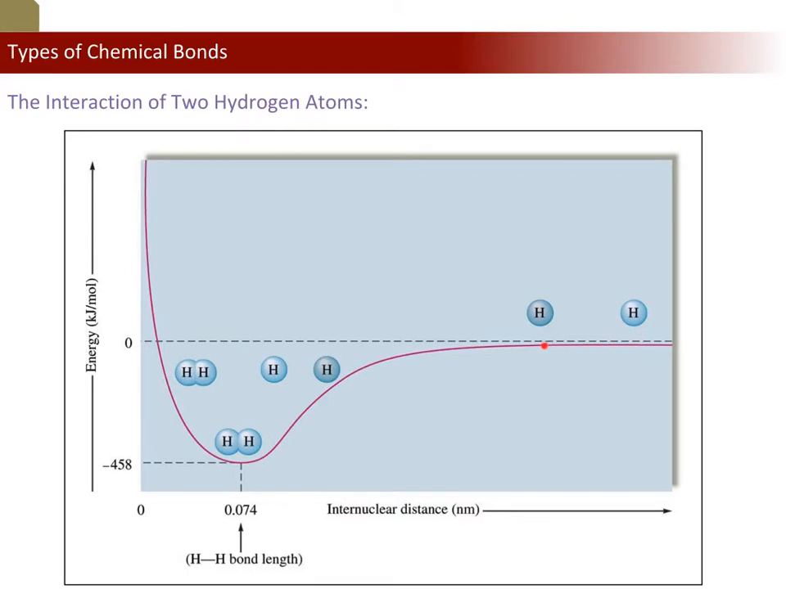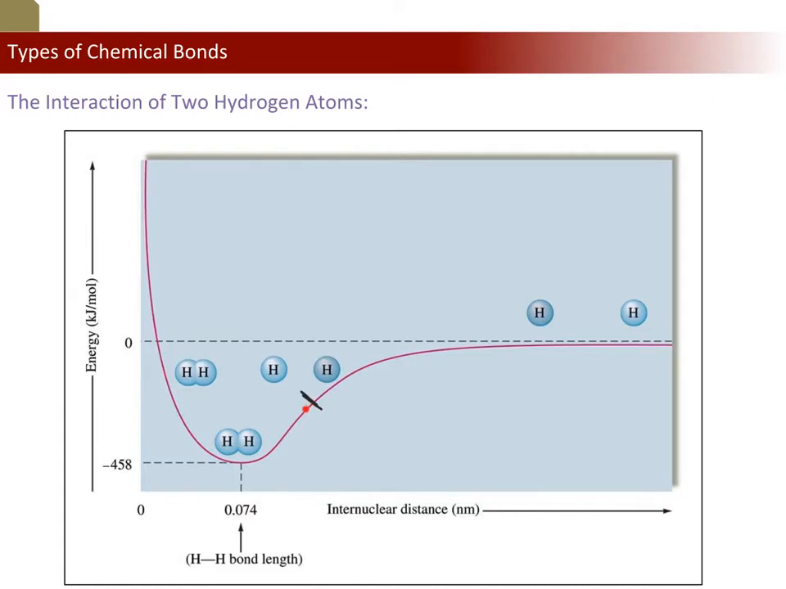Now, as you see, what we're doing as we move to the left is we are decreasing the internuclear distance between these two hydrogens. And as they get closer to each other, the line begins to drop, meaning they're becoming more stable. Now we reach this point right about here, where the hydrogen atoms are pretty close to one another, and they're starting to achieve a more stable state.